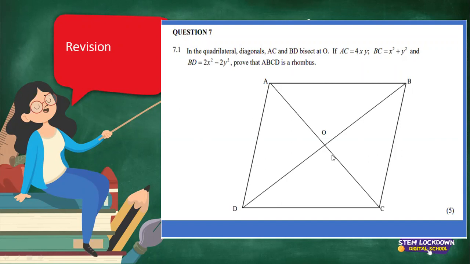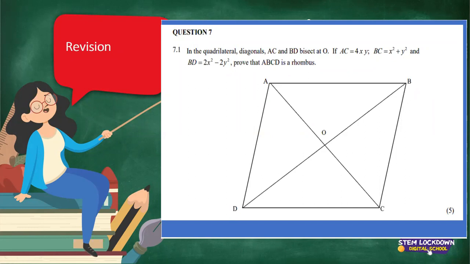Now, given all this, how do we prove that this is a rhombus? We have this length of diagonal AC, and then we have BC, this length. And then we have BD, this length, AD. We have this length BD. So what can we say here now?